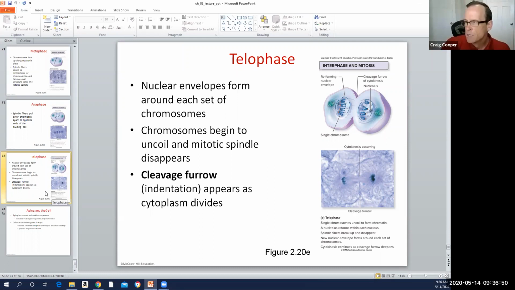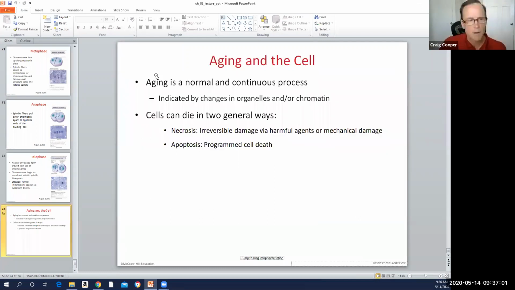So one of the primary reasons we go through this whole process of mitosis is because cells, with the exception of neurons, have a limited lifespan. After they get old and worn out, we need to replace them in order for the whole organ, the whole tissue, the whole body to keep working. And so we need this process of mitosis.